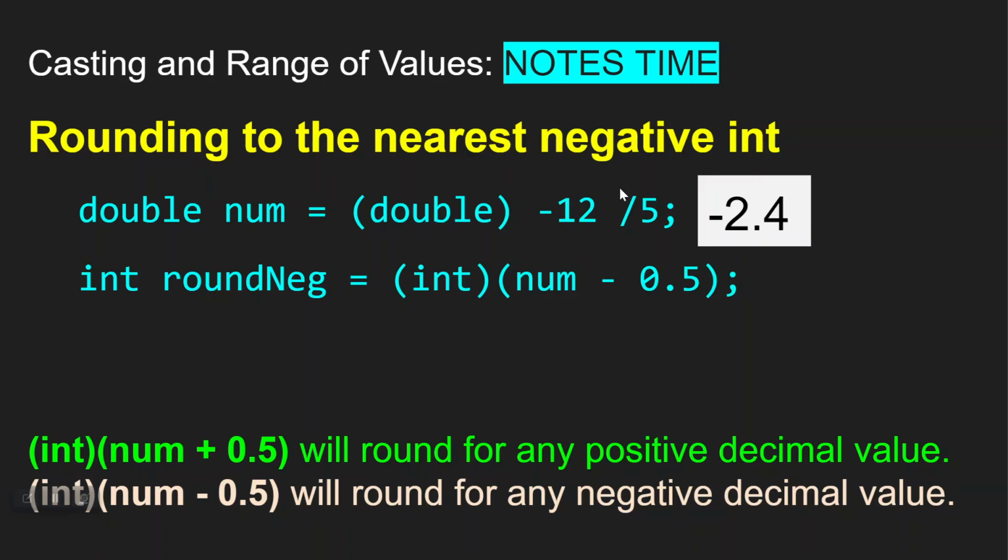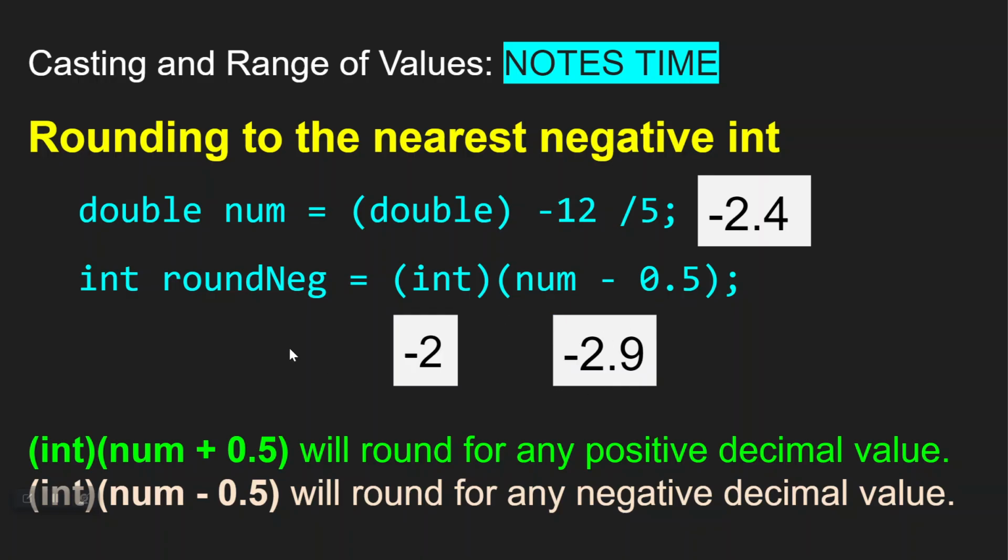Now again, when I round this to the nearest negative integer, I'm expecting it to be negative 2. So let's try it with our equation down here. Num minus 0.5 takes us to negative 2.9. And again, when we cast this to an int, we lose the negative 9. Once again, we are at negative 2.